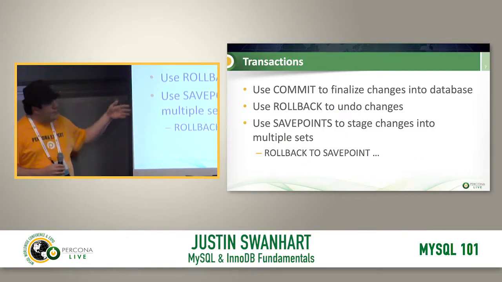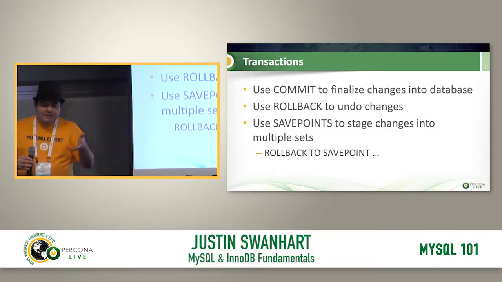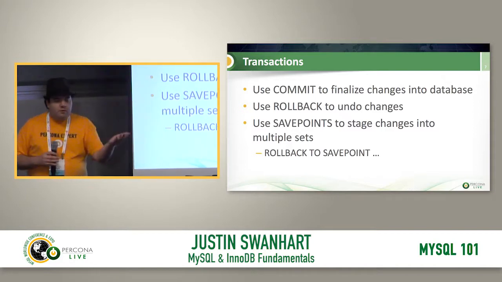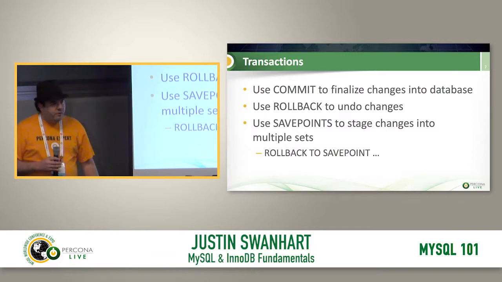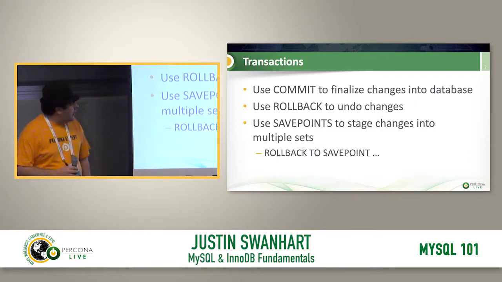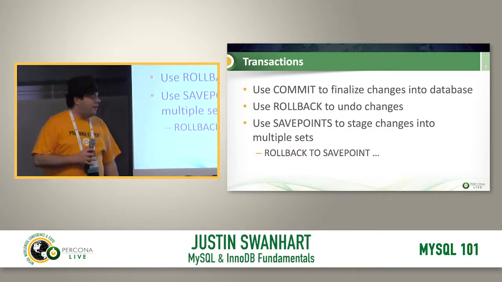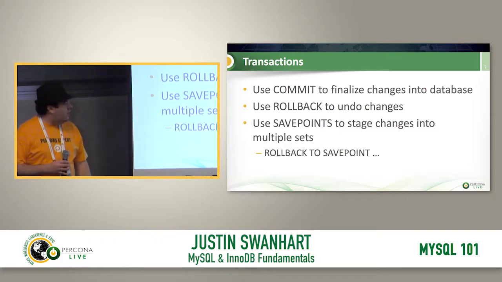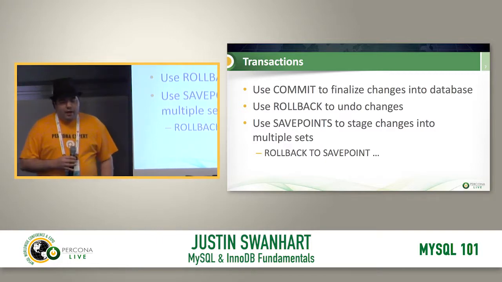So commit writes changes into the database, and I'll tell you exactly what happens at commit a little bit later. Rollback undoes or rolls back the changes. So if you accidentally delete a bunch of rows, you can type rollback, and those rows will not be deleted. And you can use save points. A save point allows you to set checkpoints along the way. You may have checkpoint A, checkpoint B, checkpoint C, and you can roll back to any one of those checkpoints with a rollback to save point command.